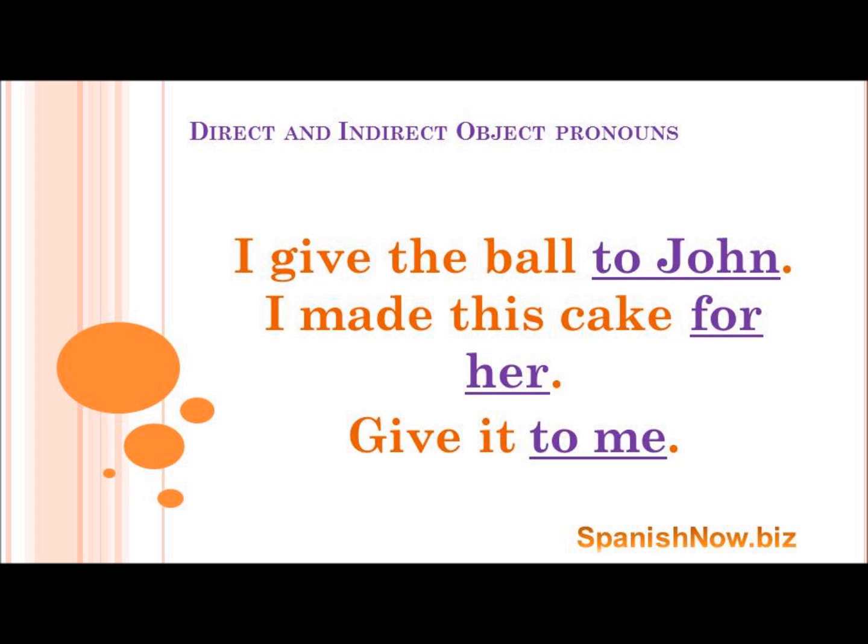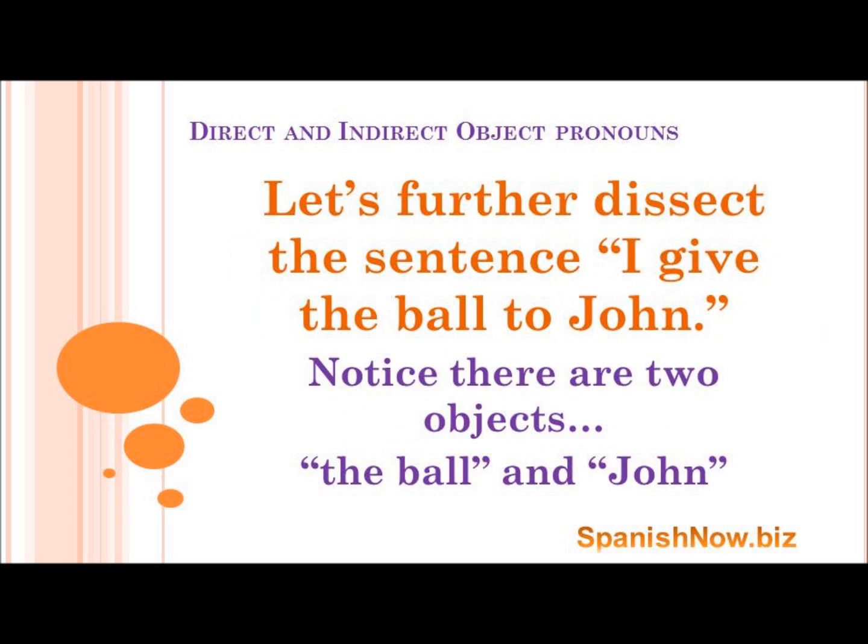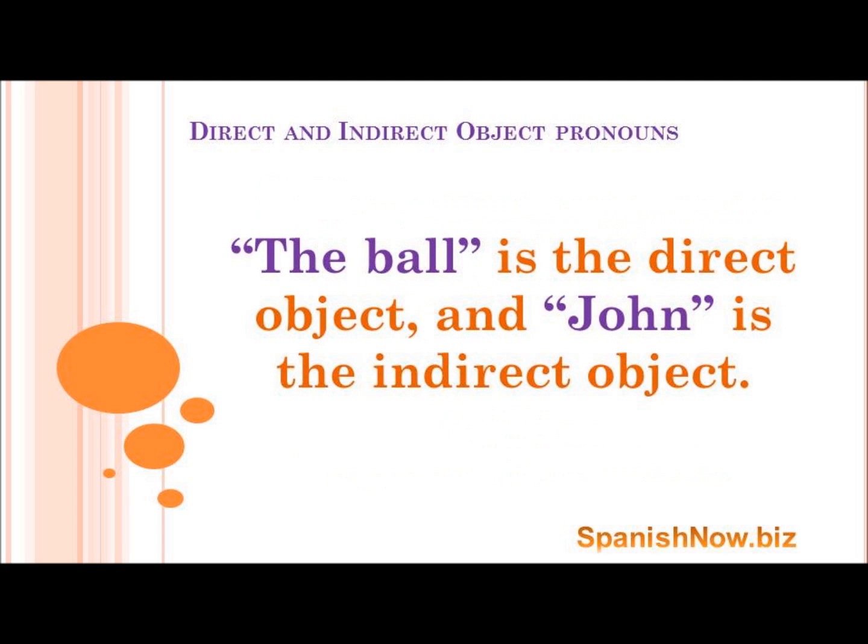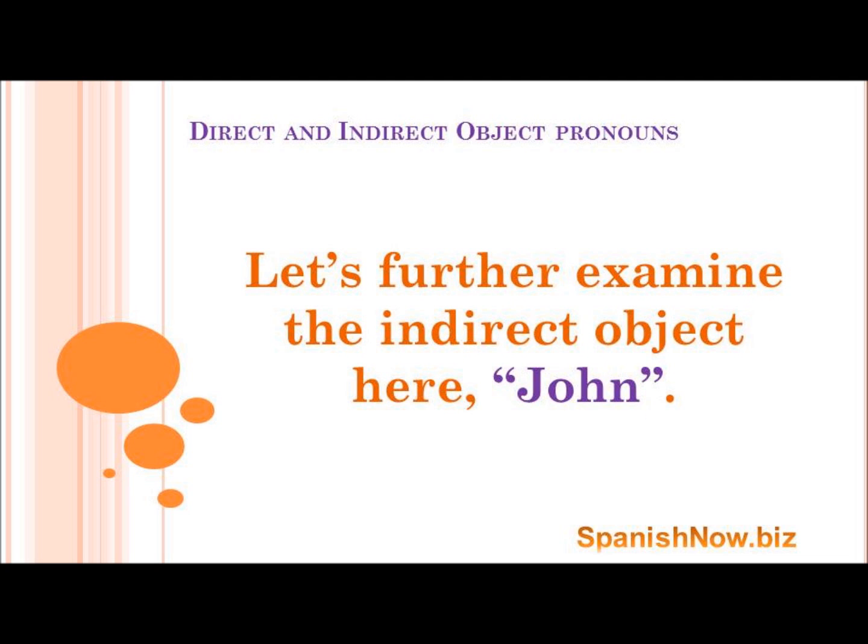Let's further dissect one of those sentences. I give the ball to John. Notice there are 2 objects here. We have the ball and John. John is an indirect object because we're giving it to John. The ball is the direct object because we're actually directly manipulating it. The subject's actually transitioning to the ball directly. It's something usually that you can physically manipulate in a sentence.